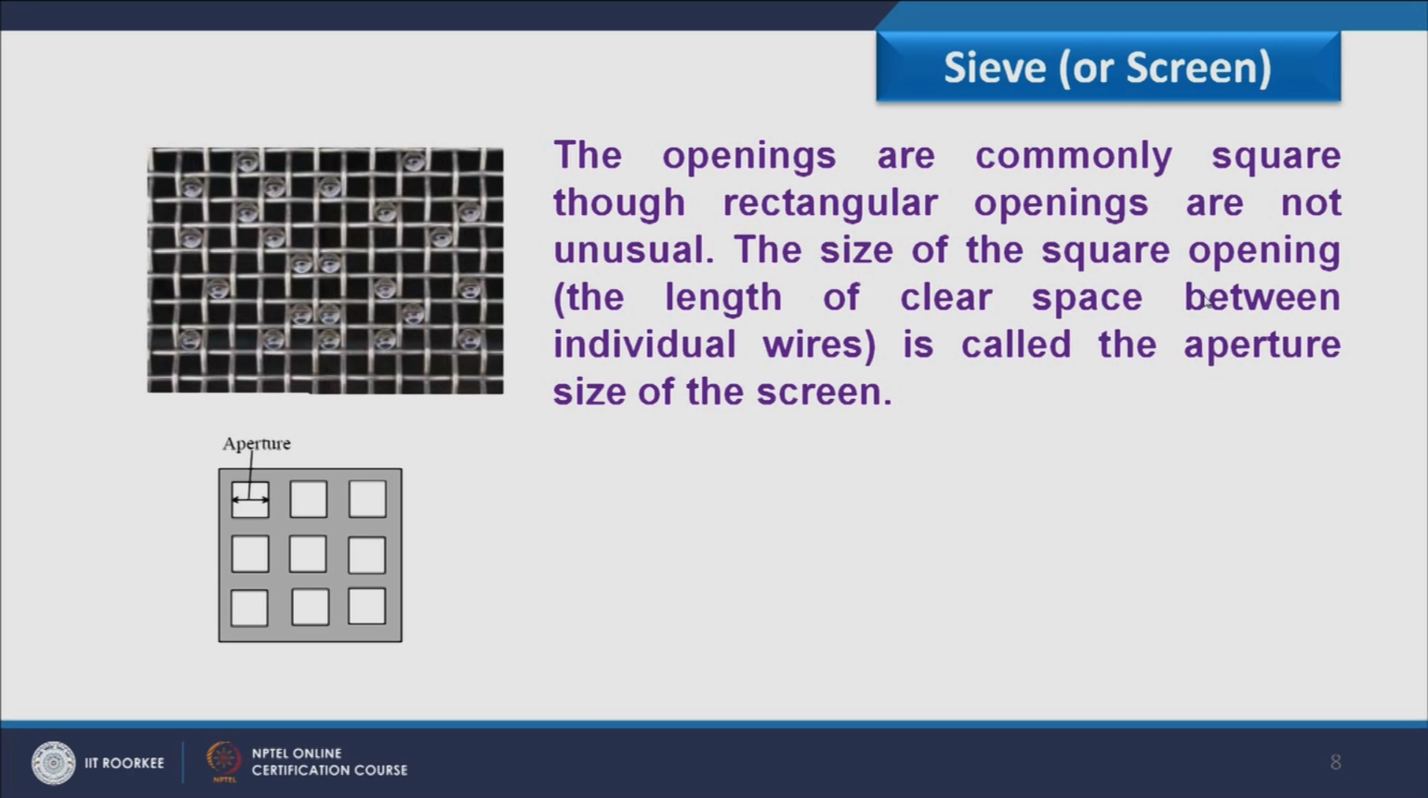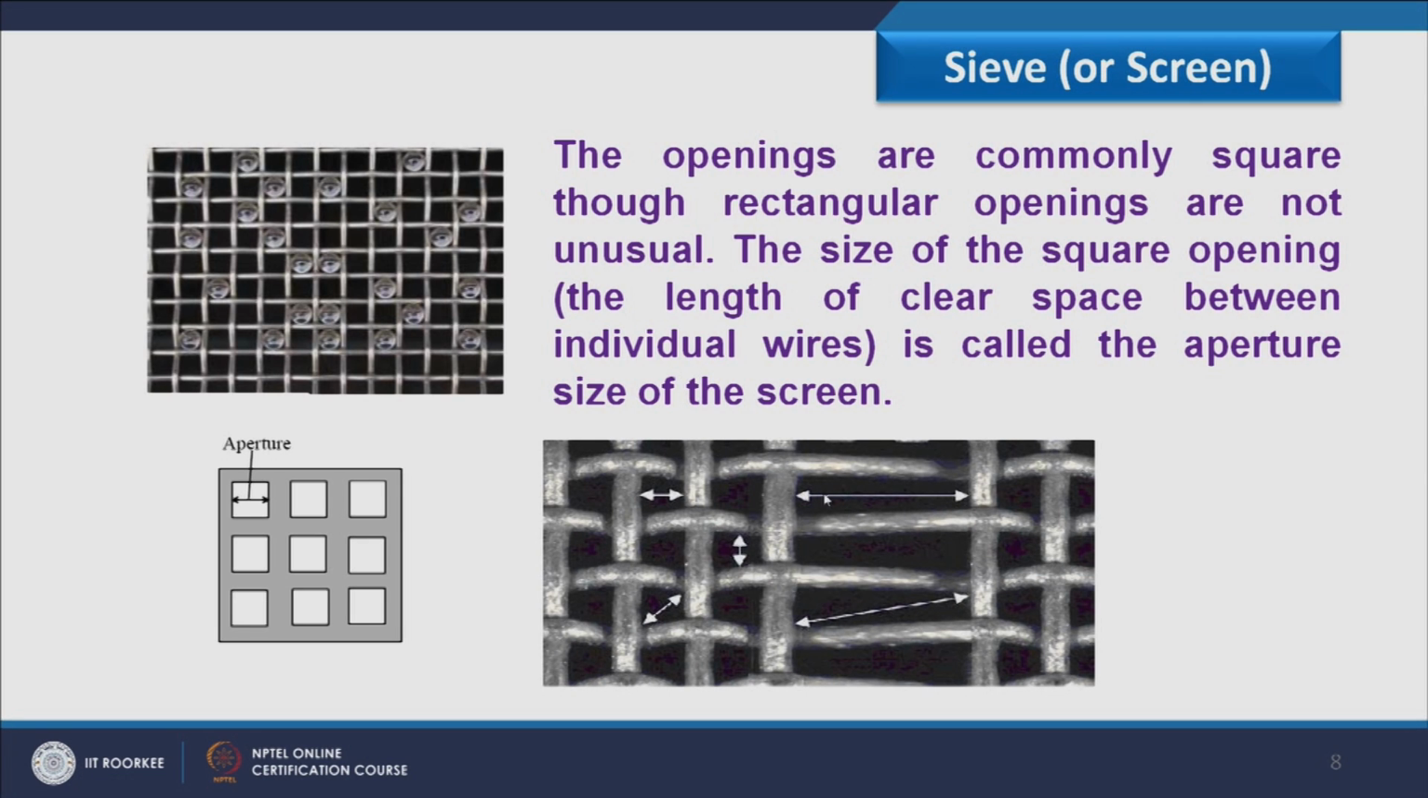The size of the square opening is the length of clear space between individual wires. If you see this figure, it has the opening as I have shown over here also. This particular square opening is called the aperture size of the screen. Therefore, depending on this particular size, the material which should pass through it can be decided.